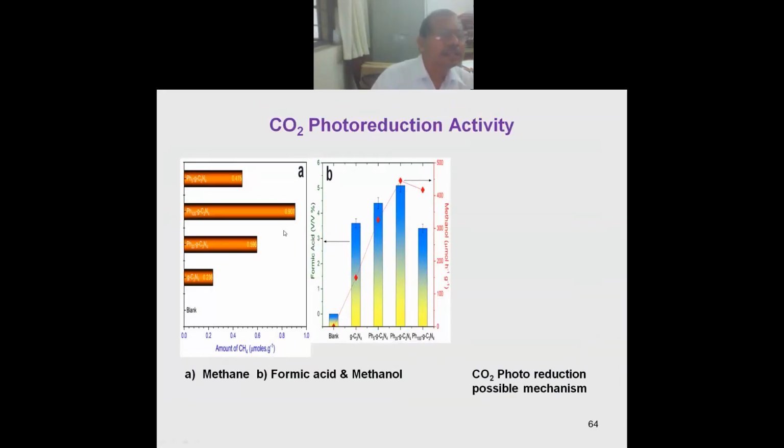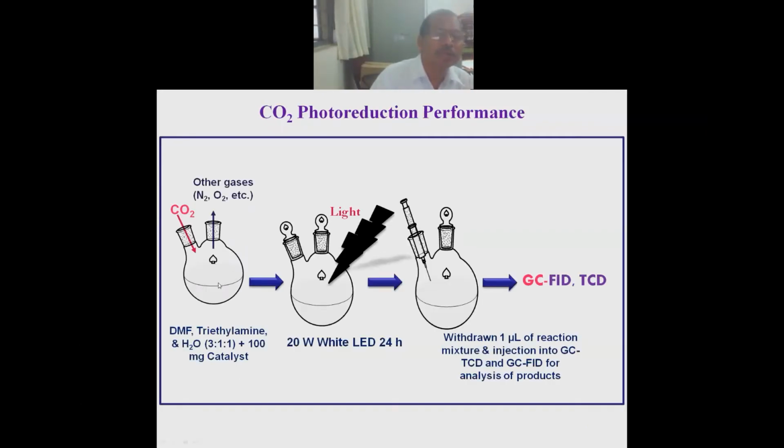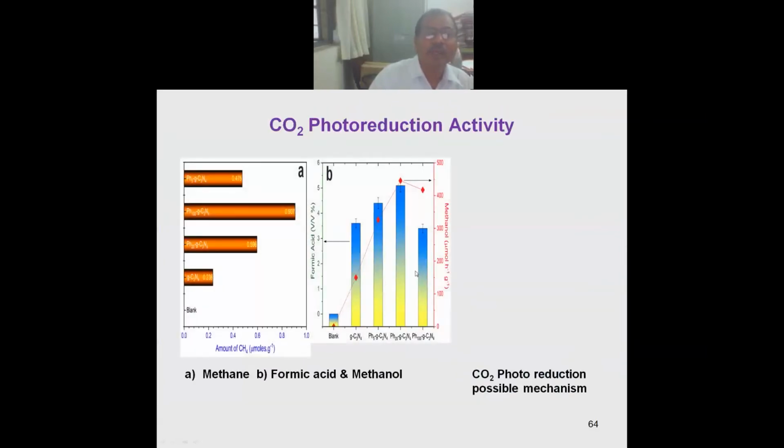This is for methane. These are the different catalysts, and the amount of methane generated using this phenyl 100 g-C3N4 is highest. But for methanol formation, the phenyl 20 g-C3N4 gives better methanol formation, as well as formic acid formation. So there is generation of different products. When this CO2 is exposed to light, it is converted into different value added products: methane, then formic acid, and methanol.